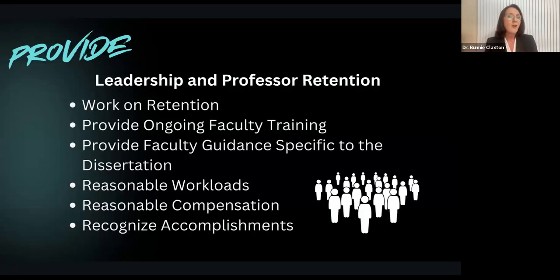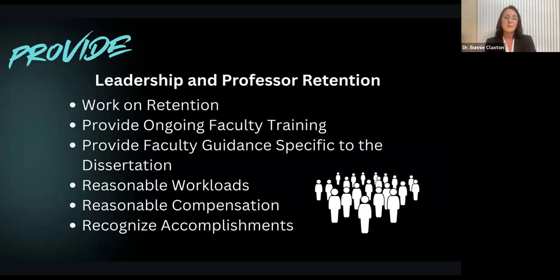So we need to provide this ongoing faculty training. We need to provide the faculty with this guidance that is specific to the dissertation. We need to give them reasonable workloads, and we need to pay them reasonably. We need to compensate them for the work that they do. This is doctoral level research, which requires a specific special skill.